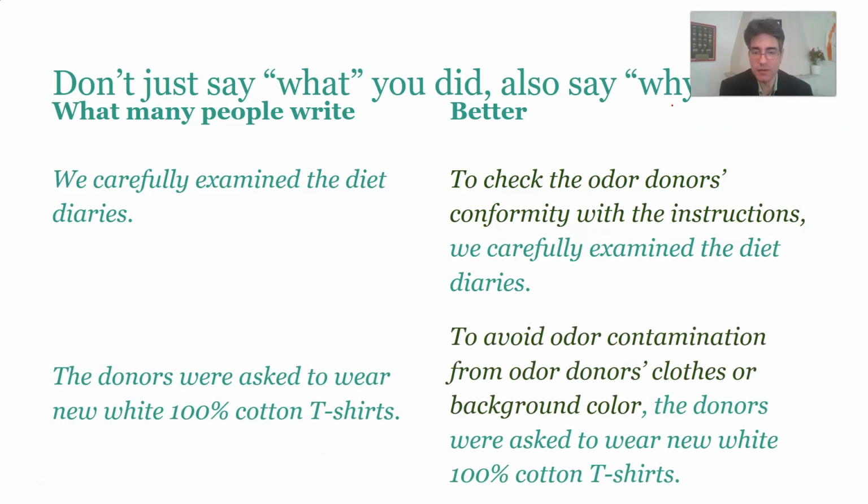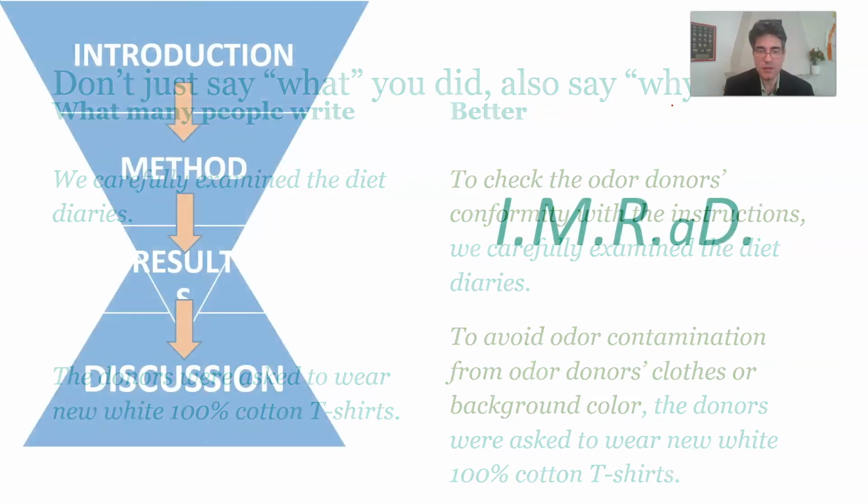But a better way to do that, speaking more directly to the naysayers, is: to avoid odor contamination from odor donors' clothes or background color, the donors were asked to wear new white 100% cotton t-shirts. Very simple. You have that information, of course, when you're writing. You know what you did, but also try to explain why you did that, because that is a key point in dealing with those critical questions.